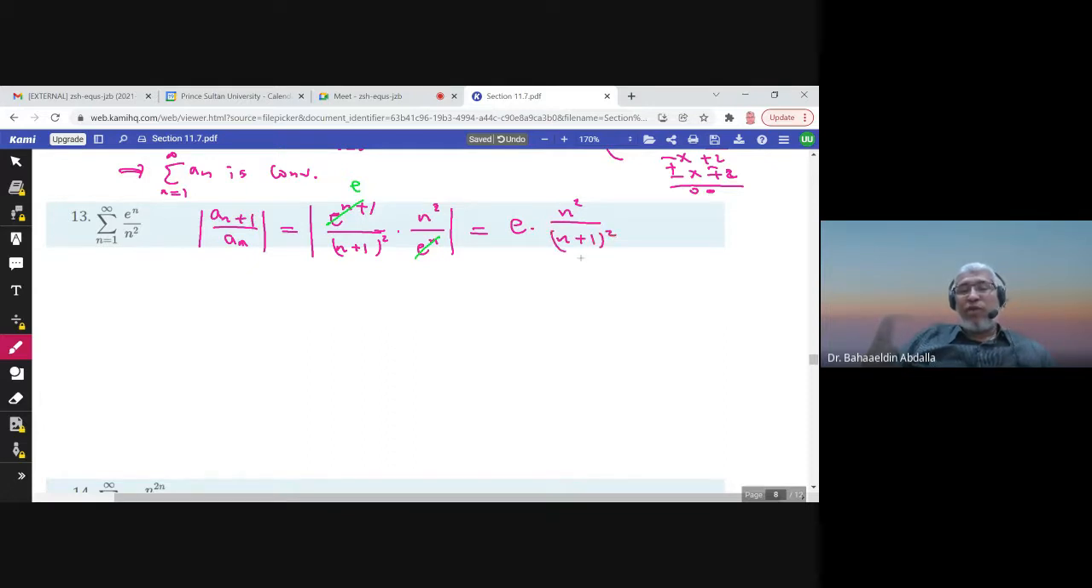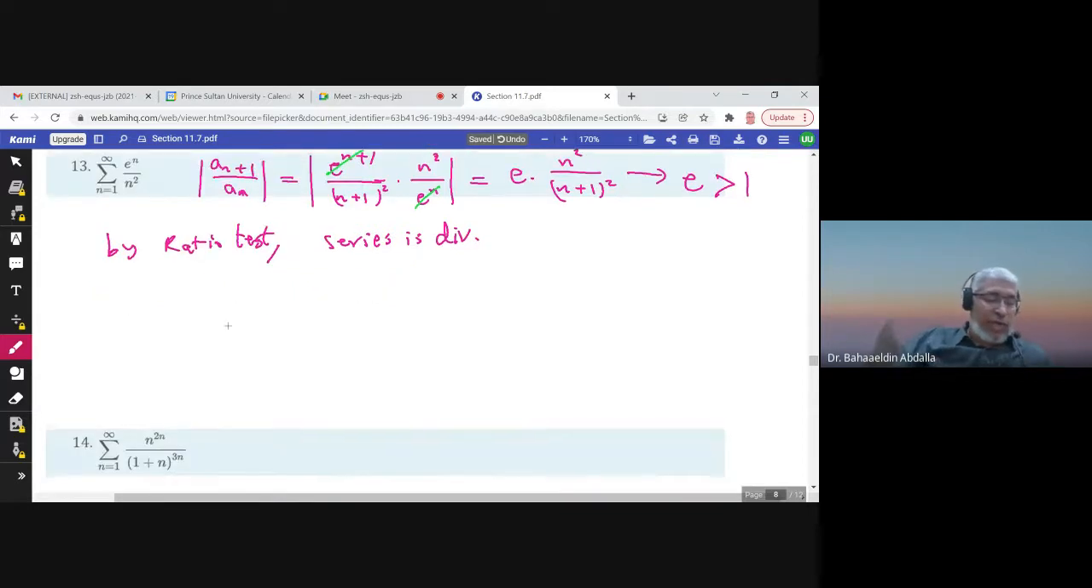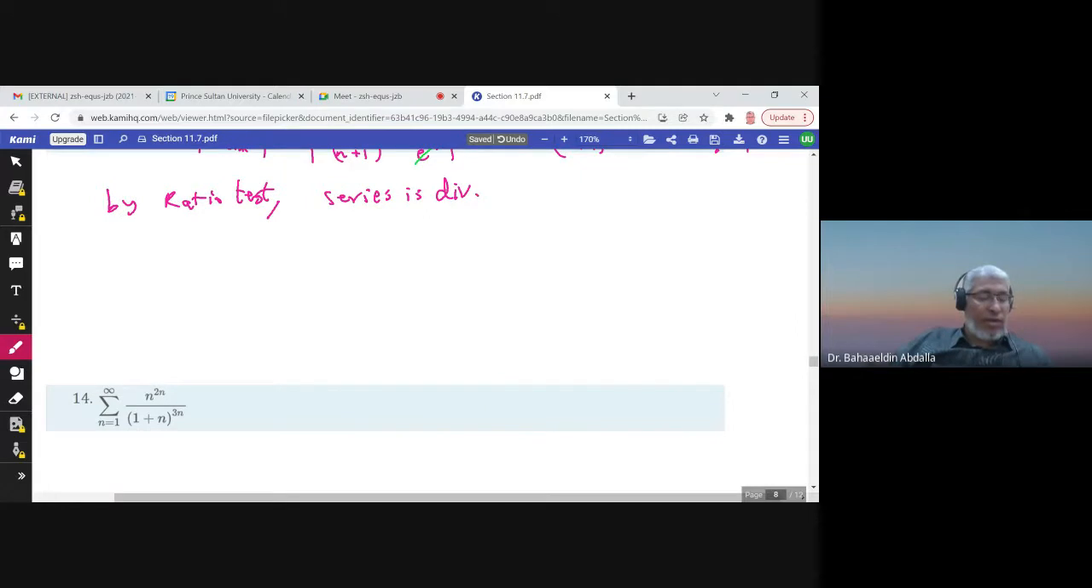Well, the limit of n squared over (n+1) squared when n goes to infinity is 1 because the highest power is n squared in numerator and denominator. So 1 times e would be e, and e is greater than 1. So by ratio test, the series is divergent because L is greater than 1.